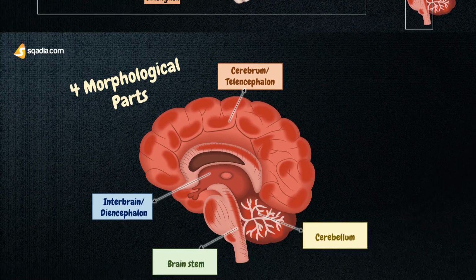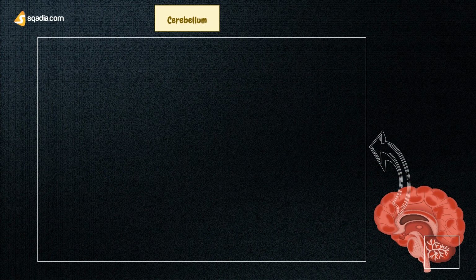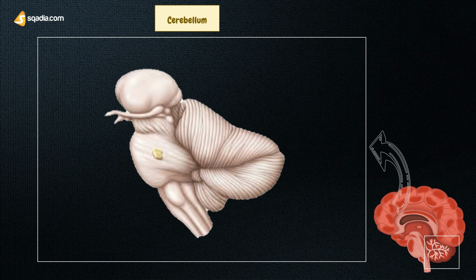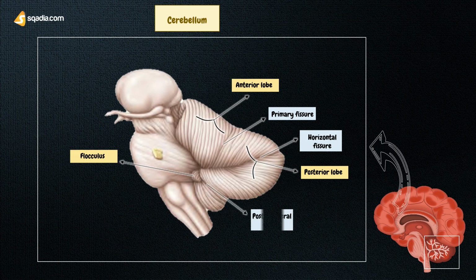Then comes the 4th and the last part of the brain, that is, cerebellum. This cerebellum has anterior lobe, and posterior lobe. Also, a small lobe is found at the posterior border of the cerebral peduncle, called flocculus. Also, it has 3 fissures that are primary fissure, horizontal fissure, and posterolateral fissure, with cerebellar tonsils on the undersurface of the hemisphere. So, this was a brief anatomy of the morphological structures of the brain.